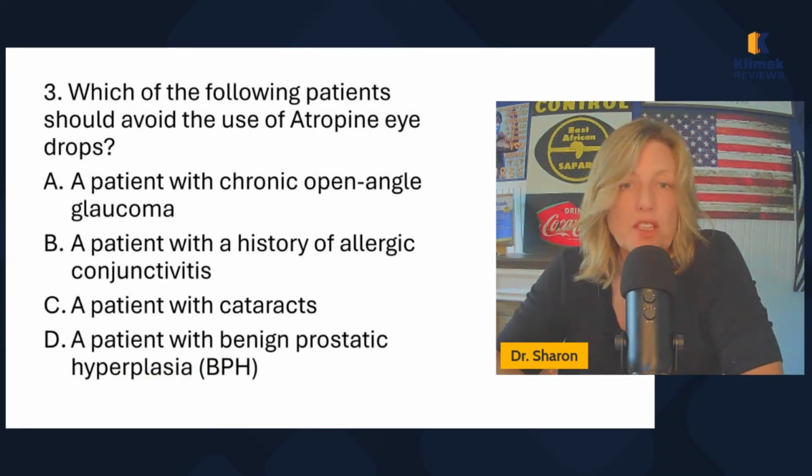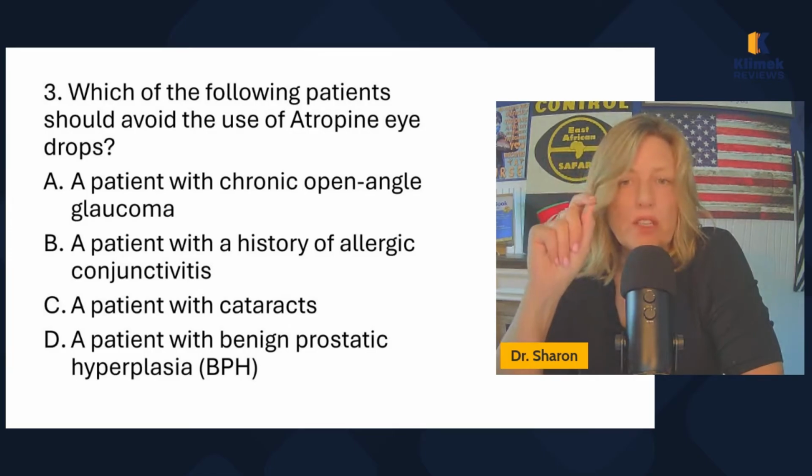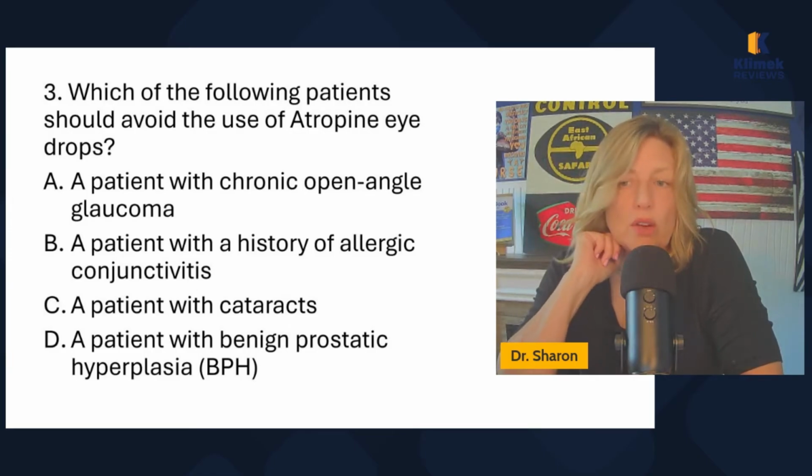3, which of the following patients should avoid the use of atropine eye drops? I'll say, okay, atropine eye drop is an anticholinergic. It causes mydriasis, which is dilation. So now I know what atropine does. A patient with chronic angle glaucoma. Well, I know dilation is absolutely contraindicated with glaucoma. So it seems like someone with glaucoma should avoid atropine eye drops.